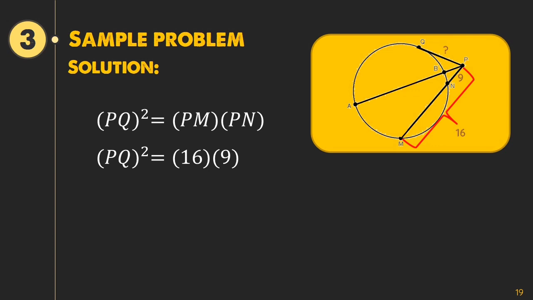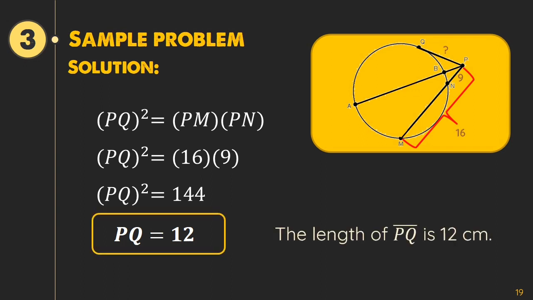Simplifying the right side of the equation and simultaneously extracting its square root, we will have PQ squared is equal to 144, giving us PQ is equal to 12. Therefore, the length of segment PQ is 12 units.